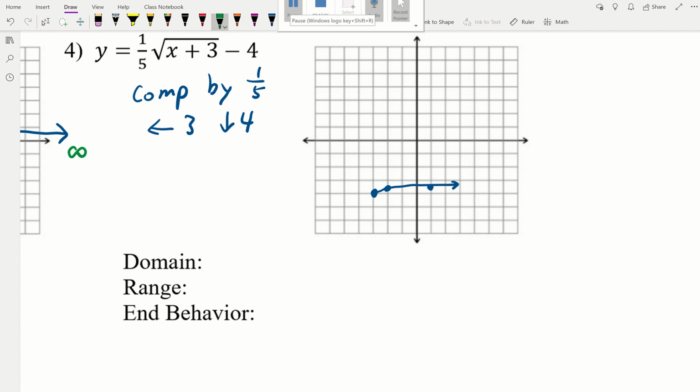So for our domain, as we look at the graph from left to right, we're starting at negative 3. We are going to infinity. So x is greater than or equal to negative 3. For the range, we are starting at negative 4. And we are going to infinity. So y is greater than or equal to negative 4. And then in behavior, as x is approaching infinity, y is approaching infinity. As the graph goes to the right, it is going up. Now, while it grows very slowly, it does go towards infinity.